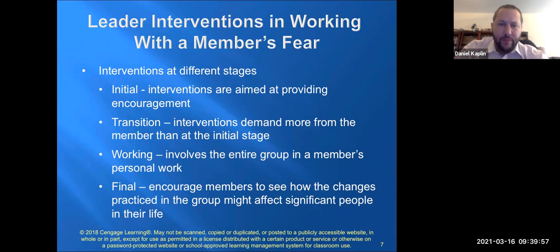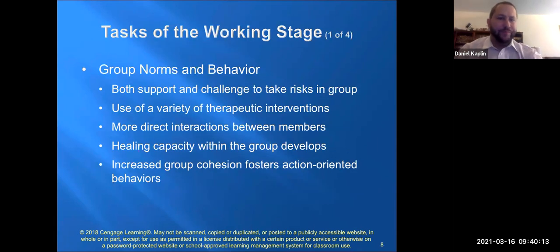And then the group can put a spotlight on an individual. And last but not least, we encourage members to see how they change as a function of the group, right? So we look for transformation in the final stage. All right. So the group norms and behavior of the working stage.